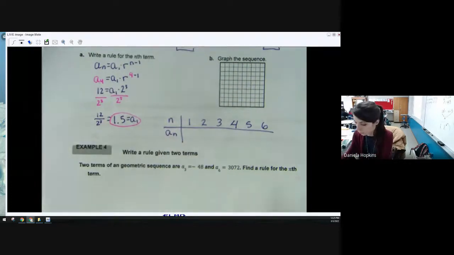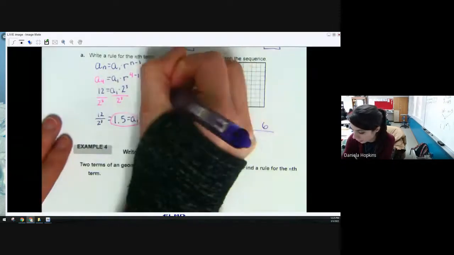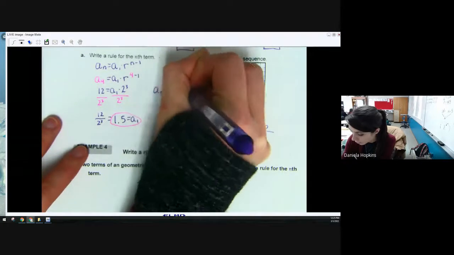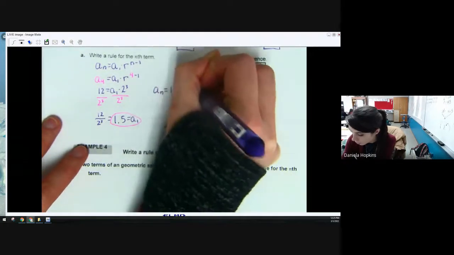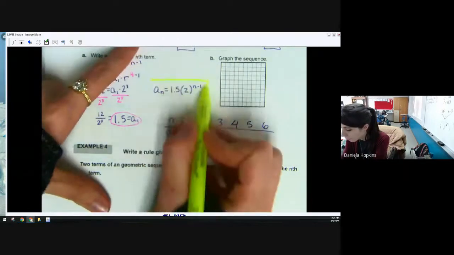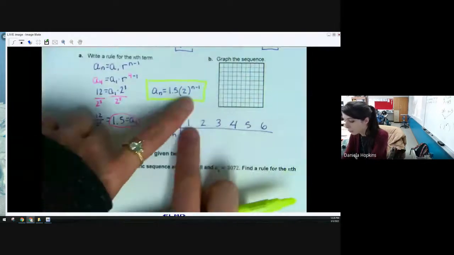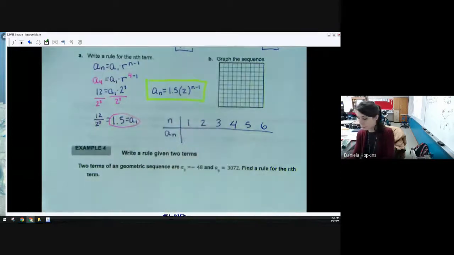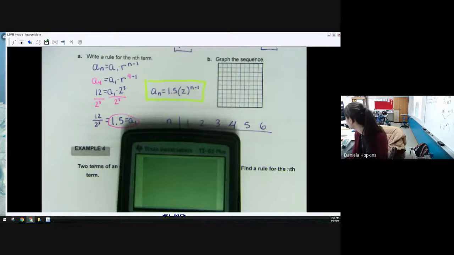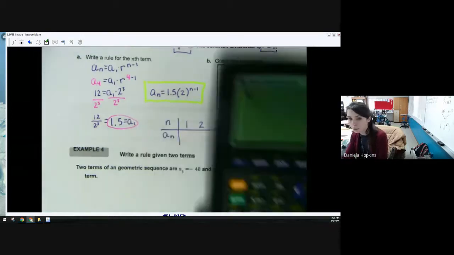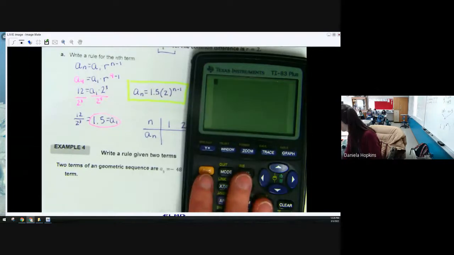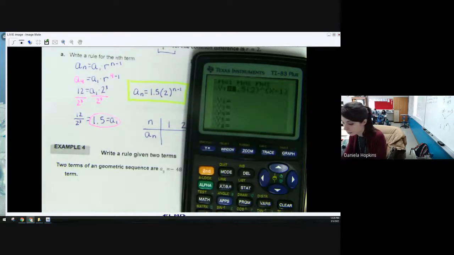Oh, I forgot to write the rule. Let's start by writing our actual rule. It would be a sub n equals 1.5 times 2 to the n minus 1. There's my rule. So it's a little harder for me to plug in 1 and know exactly what's happening for my points. I am 1000% okay if you want to put this into your y equals. This is what we have calculators for. You've already been graded on doing functions in your head, so I'm fine with you just putting this in.